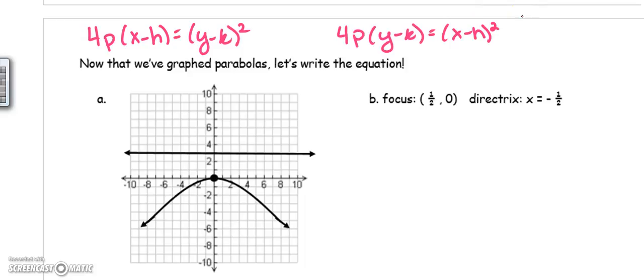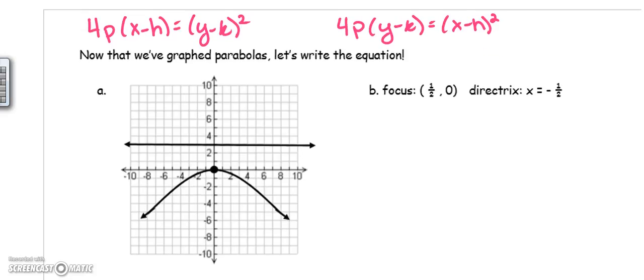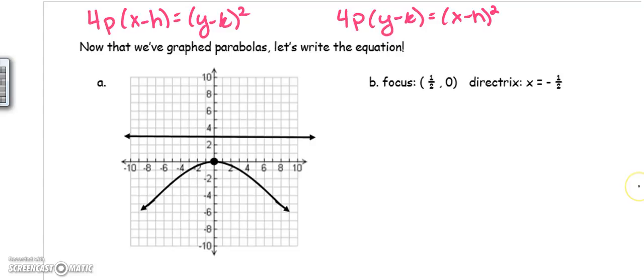So as a reminder, the first one, since the y is squared, that opens to the left or right. Second one, the x is squared, so that's opening up or down. That's important to know because that's going to help us figure out which equation to use. So looking at the first one, we have a parabola that's opening down. So that tells me we're going to be using the second equation.